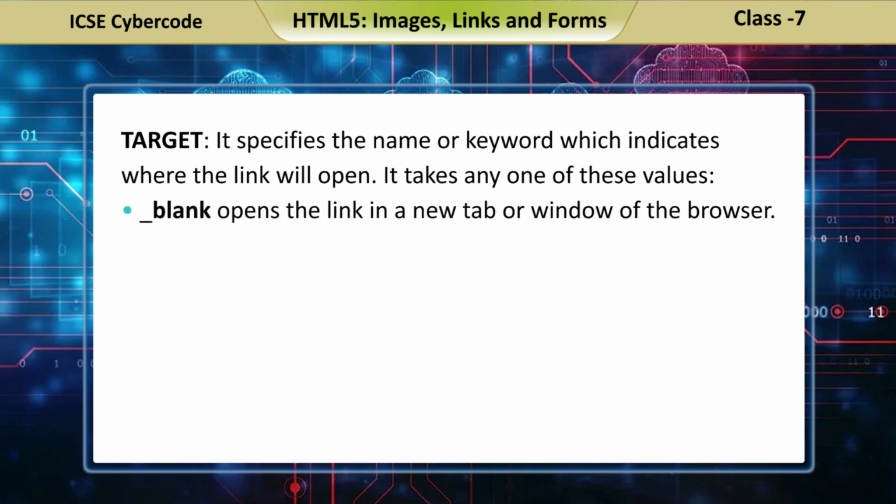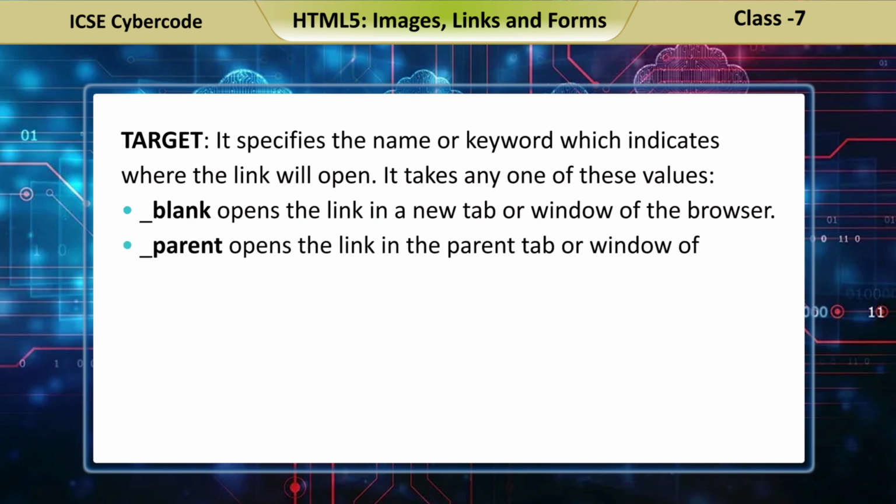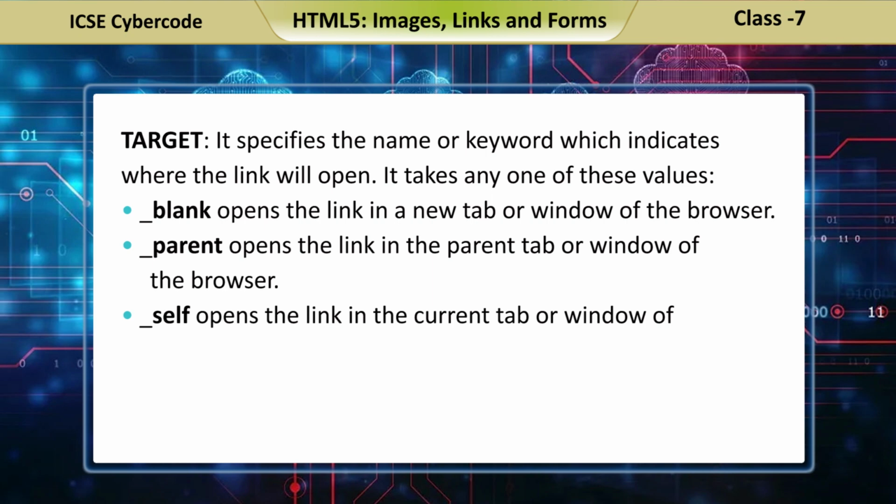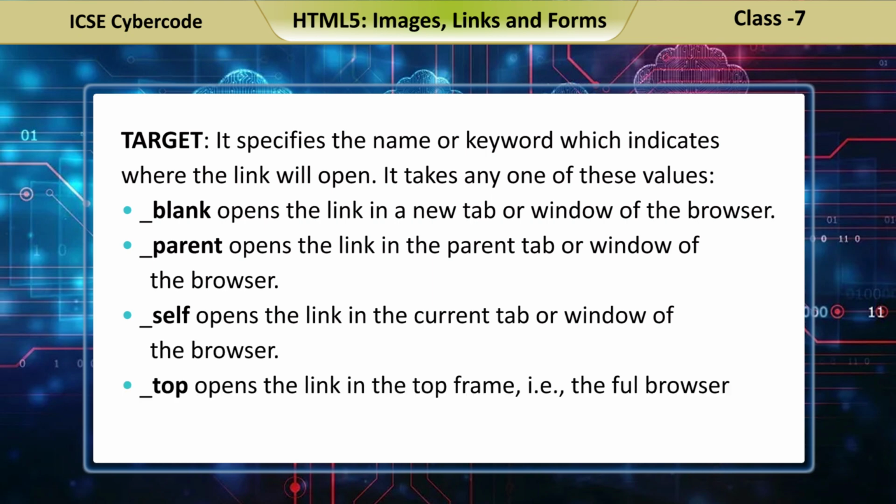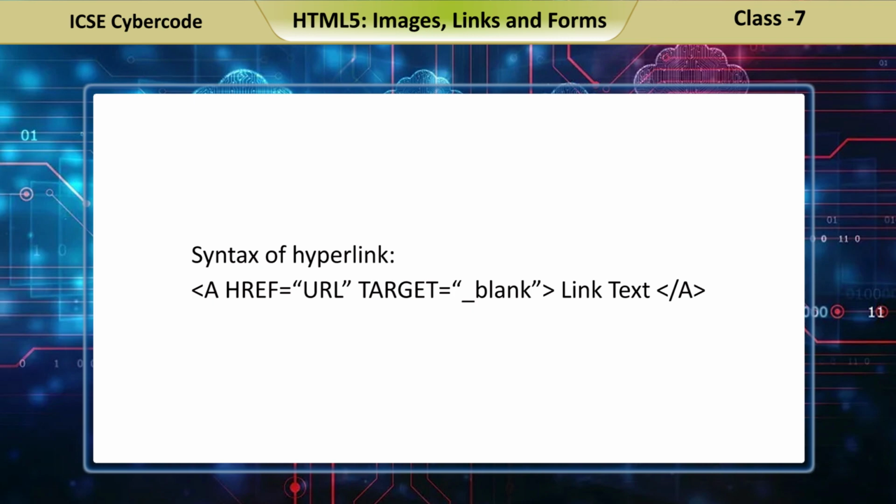_blank opens the link in a new tab or window of the browser. _parent opens the link in the parent tab or window of the browser. _self opens the link in the current tab or window of the browser. _top opens the link in the top frame, i.e., the full browser tab or window. Syntax of hyperlink. href is equal to URL target is equal to _blank link text a.